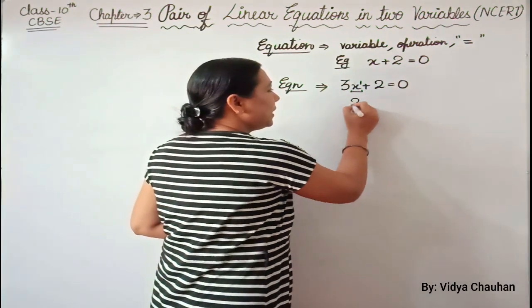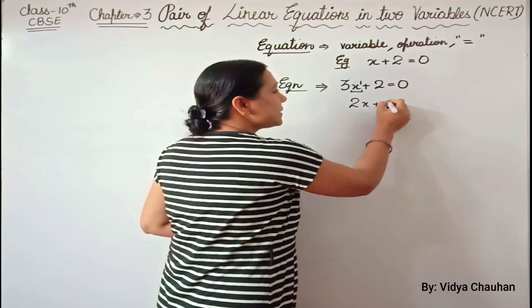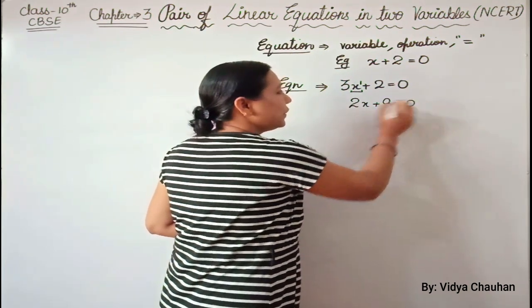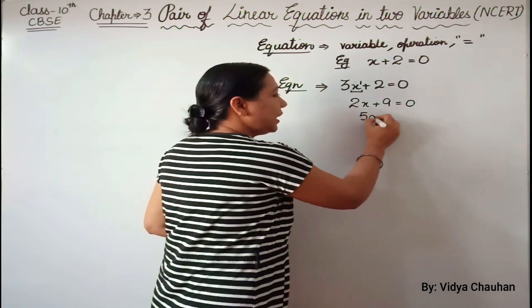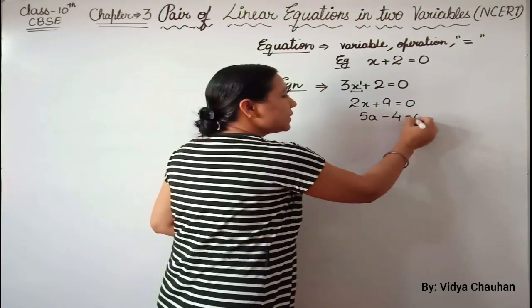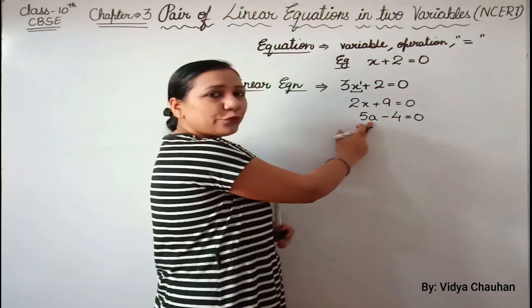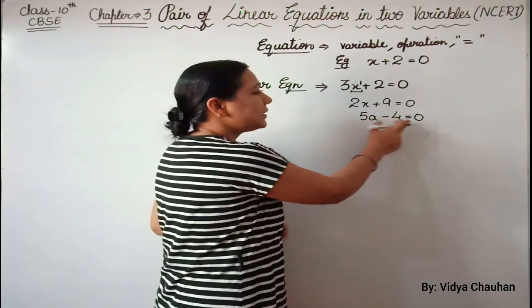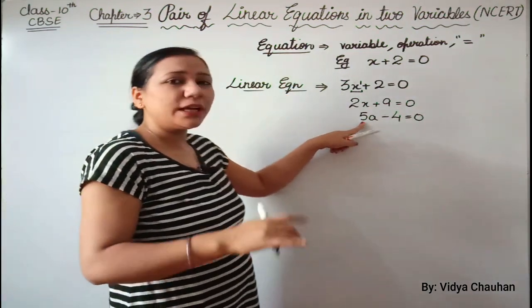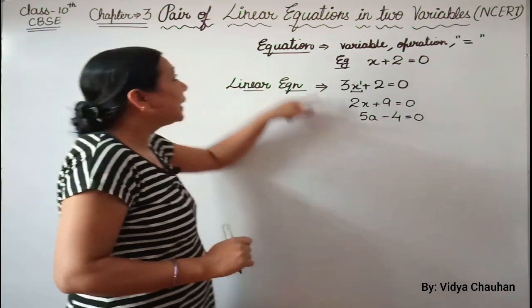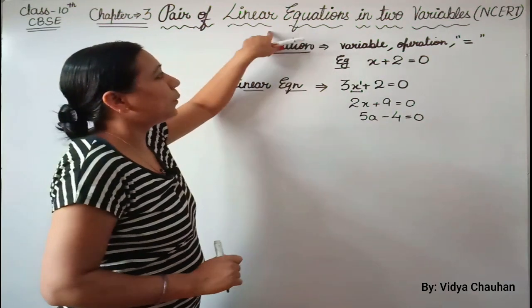Taking some more examples, if it is 2x plus 9, then also it is a linear equation. If it is 5a minus 4 equals to 0, once again the degree of a is 1, that means it is a linear equation. So linear equations are the equations which have degree as 1. Now we are done with linear equations.